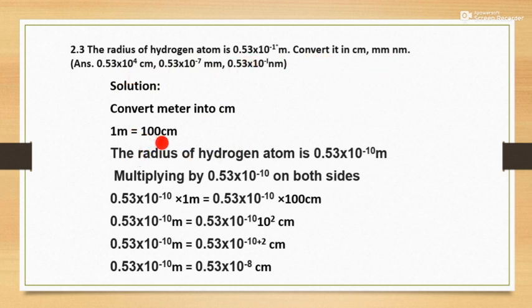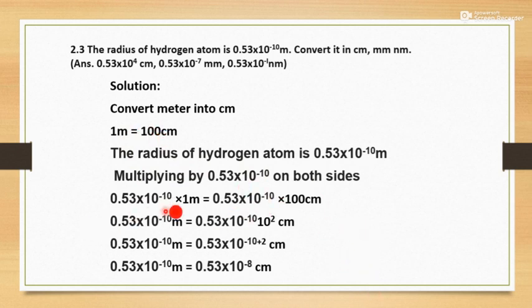We know 1 meter is equal to 100 centimeter. The radius of the hydrogen atom is the given part, 0.53 × 10^-10 meter. Now we convert into centimeter. Multiply the radius of the hydrogen atom on both sides: 0.53 × 10^-10 × 1 meter is equal to 0.53 × 10^-10 × 100 centimeter.